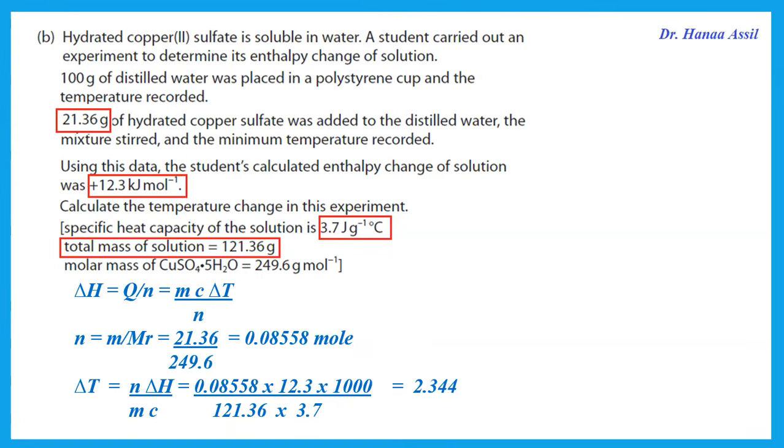Put in all these numbers, but notice, please, that the specific heat capacity is in joules. So the delta H is given as 12.3 kilojoules. You need to multiply that by 1,000. All of these would be in joules, so that the delta T comes out to 2.3.